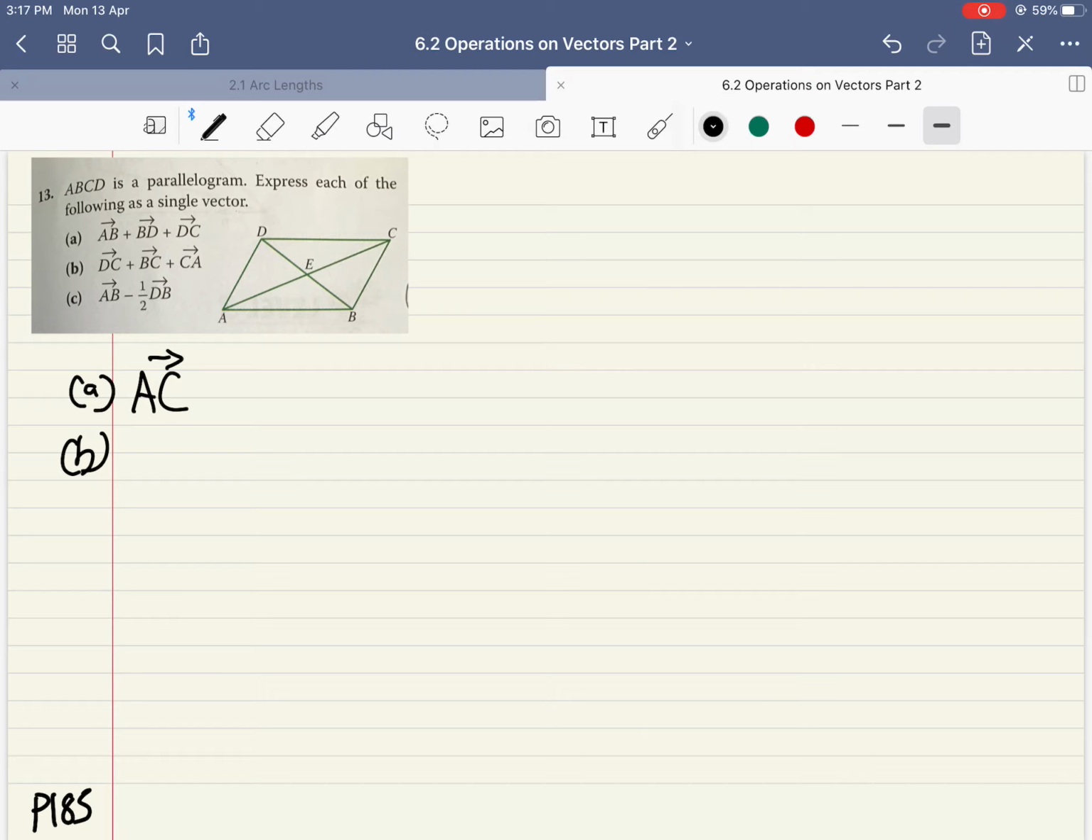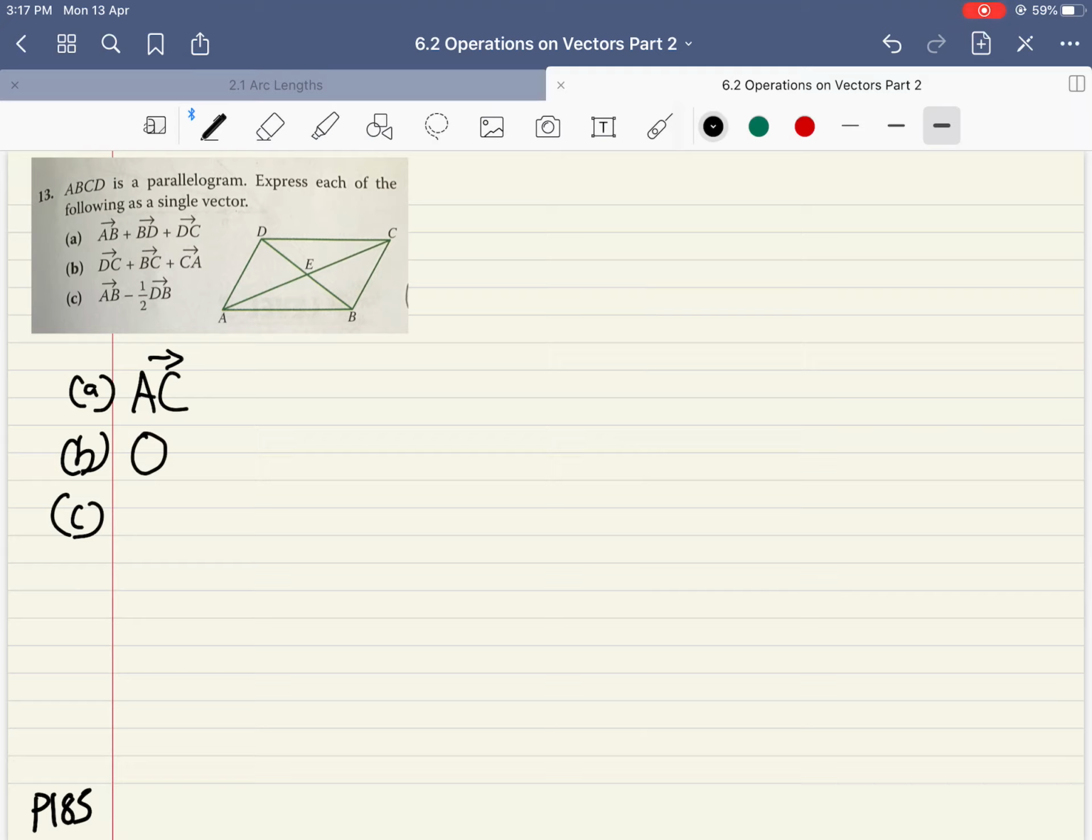For part B, DC plus BC plus CA. So if I don't use DC, I can actually rewrite it as AB plus BC plus CA. So I start here, I walk, then I go back to the original point. If my starting point and my ending point are exactly the same, it is a zero vector. So in this case, I get 0.